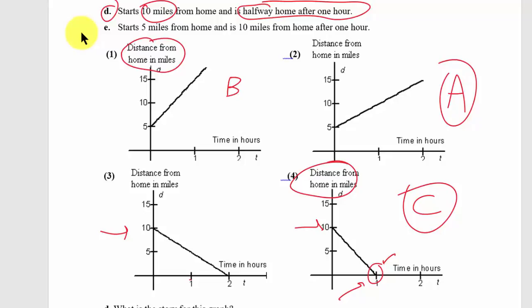So if I look at 1 hour, 5 miles from home, right? That's half of my initial distance. Right? My initial distance was 10. After 1 hour, I'm halfway home, which would be the 5. So this is letter D.